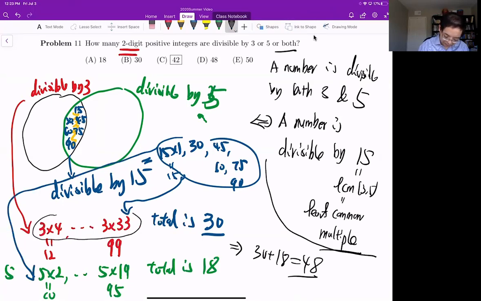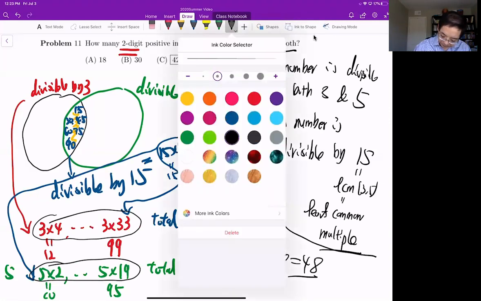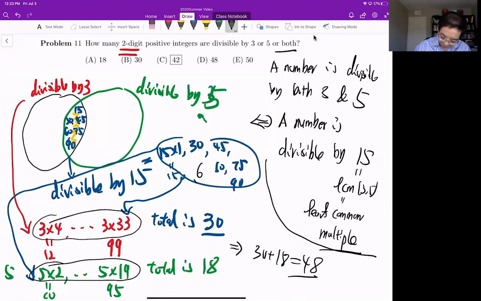Those numbers are in both collections, so when you add them up, they are counted twice. So you have to subtract them. Here we have 6 of them. So you have to subtract.